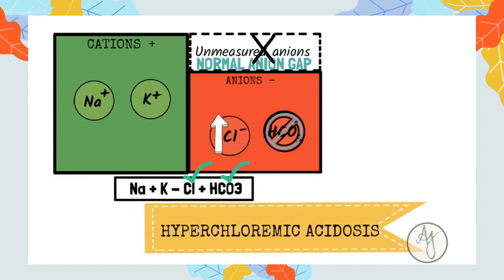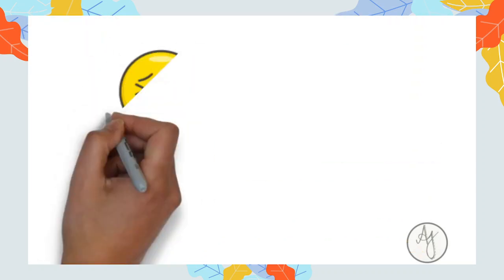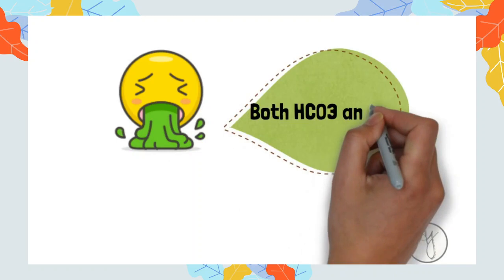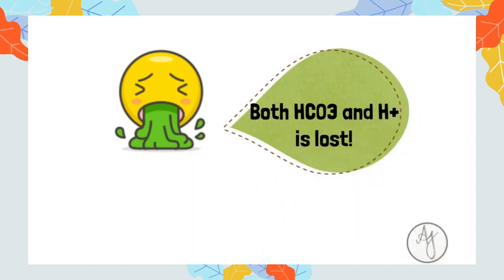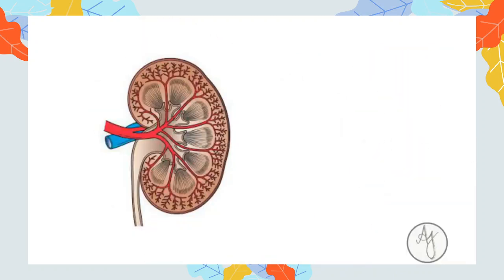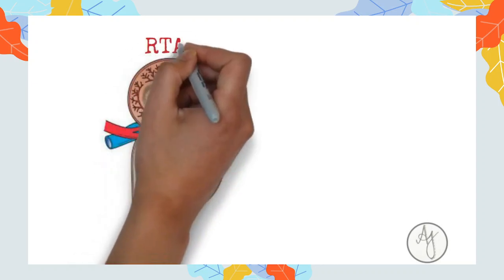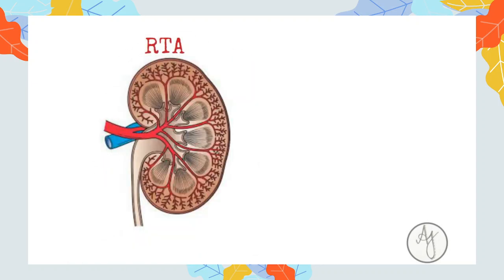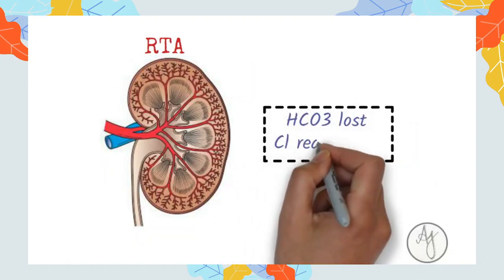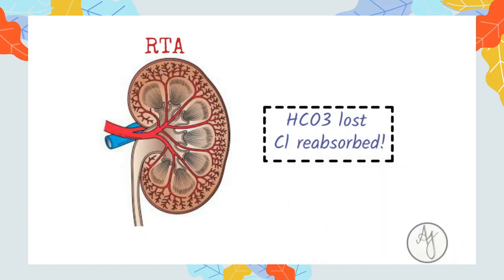You may ask why this is not the case in vomiting. In vomiting, both bicarbonate and H plus ion is lost, not just bicarbonate. Similarly, in renal tubular acidosis, bicarbonate is lost, so chloride is increasingly reabsorbed to compensate.